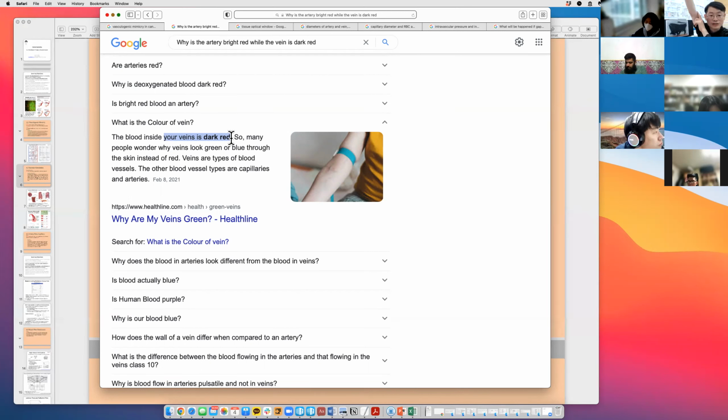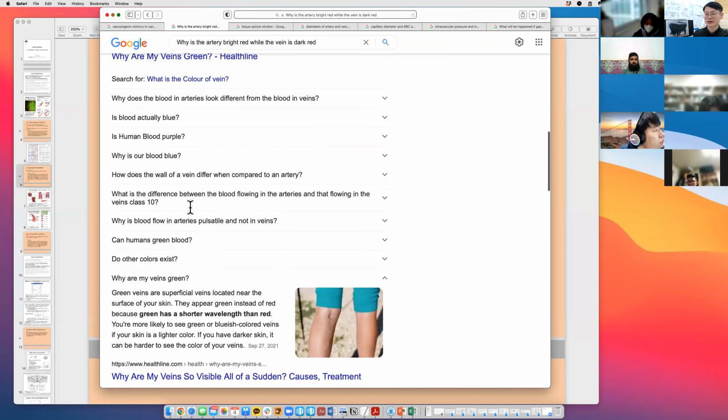Because arteries are deep inside, you can't really see the arteries quite easily. Okay, so veins are a type of blood vessel. Many people wonder why veins look green or blue through the skin instead of red. I give you a chance to really find this out. As an answer on YouTube, I'll give you twice more points for that, because I haven't found a very satisfactory answer for this. All right.